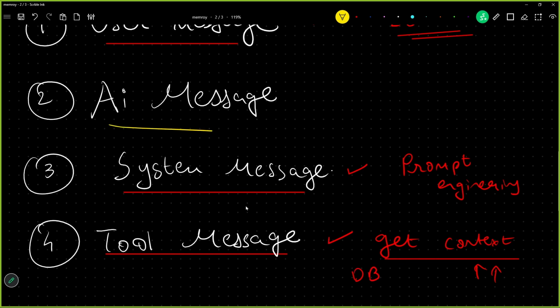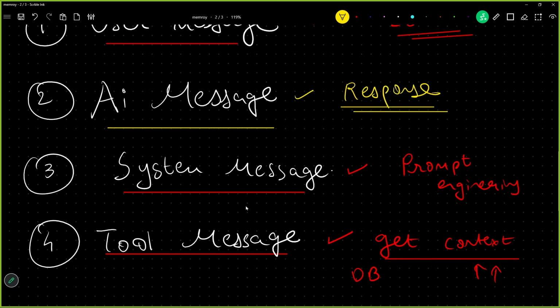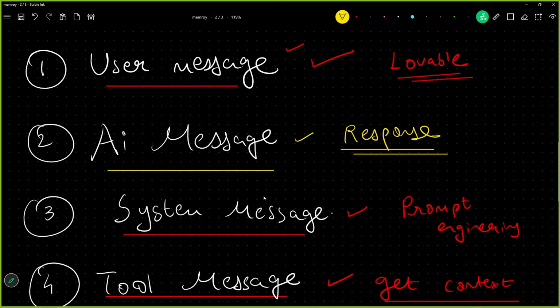The last type of message is the AI message, which is nothing but the response to the user. These are the four kinds of messages which come into the picture: user message, AI message, system message, and tool message. So for every agentic loop, all these messages are considered as a turn. One turn. In one turn, four messages come into the picture.